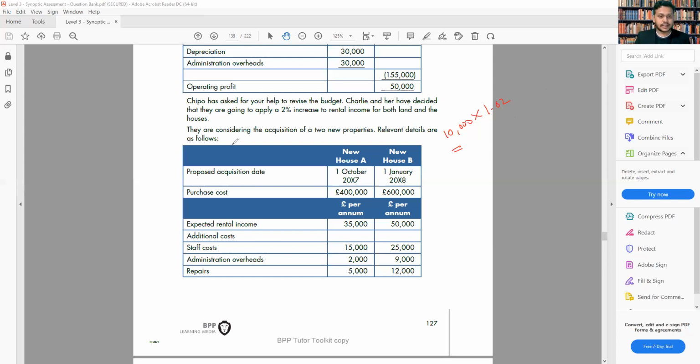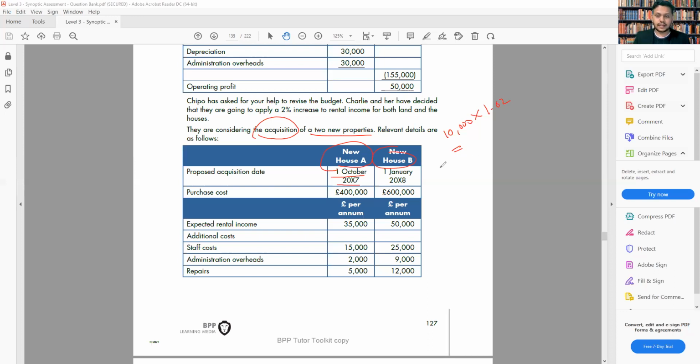The next one, they said they are considering the acquisition. Acquisition means purchase. They're planning to purchase 2 new premises. So they're planning to buy 2 new premises or properties. The relevant details are as follows. So they want to buy 2 houses, house A and house B. Proposed date of acquisition, they will buy house A on 1st of October 2017. So our year ended is 30 of June 2018. So October to June, it is 9 months.